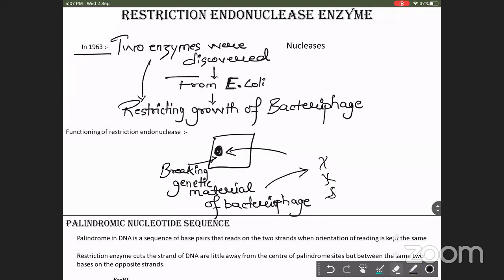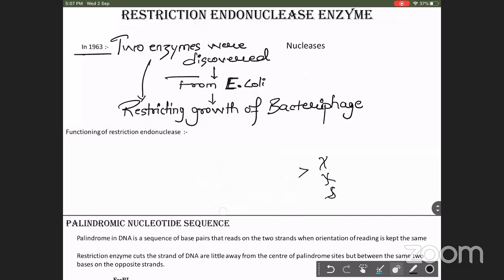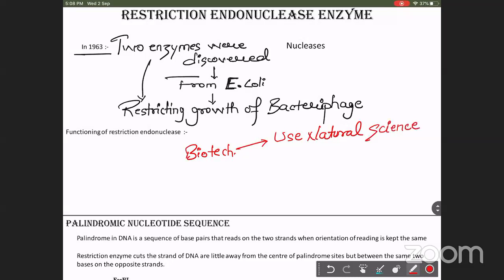So we have got these two enzymes from the E. coli, and scientists thought of using this natural science in recombinant DNA technology. When we started biotechnology, I already told you that what we are discussing in biotech, we will use natural science.